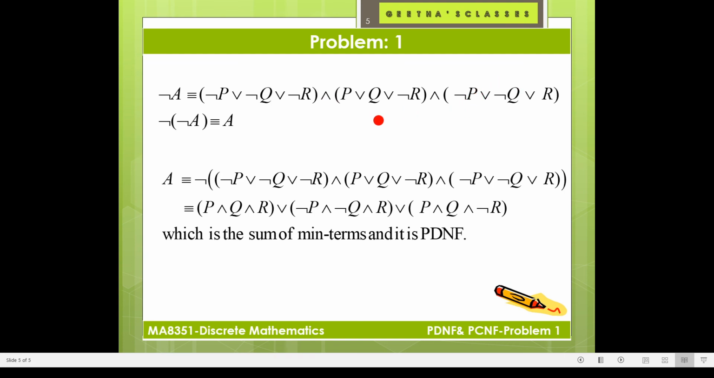So keep it in mind. You have to write not A as the missed out terms. Again you have to take the negation, that becomes A, that is nothing but PDNF. This is the procedure for finding PCNF and PDNF. It's an important topic. Concentrate more on this topic.